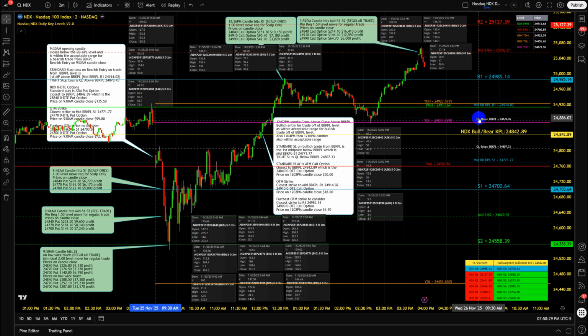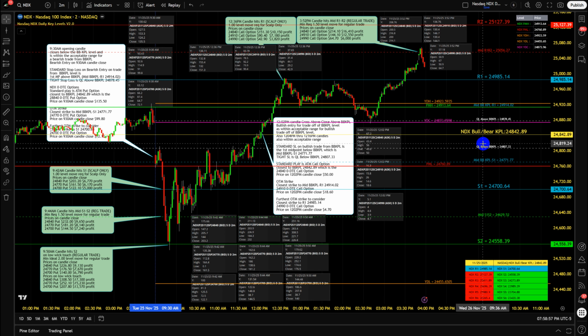So with this indicator, just like our SPX daily key levels indicator, you can take bullish or bearish trades off of any of the main key levels, which are the Bull Bear KPL level and the R1 through R6 and S1 through S6 levels. You do not take trades off of the QL levels or the midpoint levels. Those levels serve different purposes.